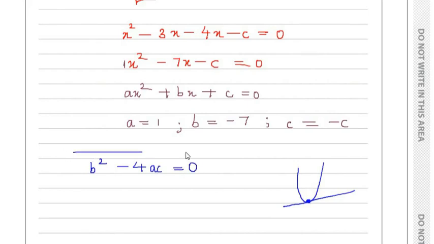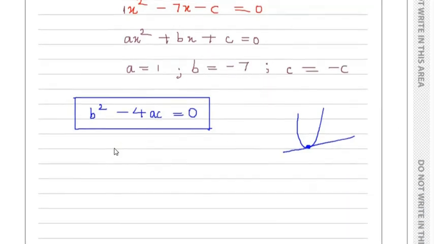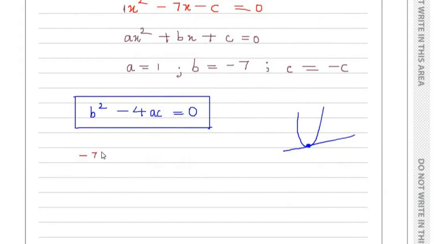So this is the condition where the two roots are equal or there is only one meeting point for the given curve and a line. Now substituting the values of a, b and c in the given discriminant formula, we get it as b square is negative 7, so negative 7 square minus 4 times 1 times c was negative c. So negative c equal to 0.